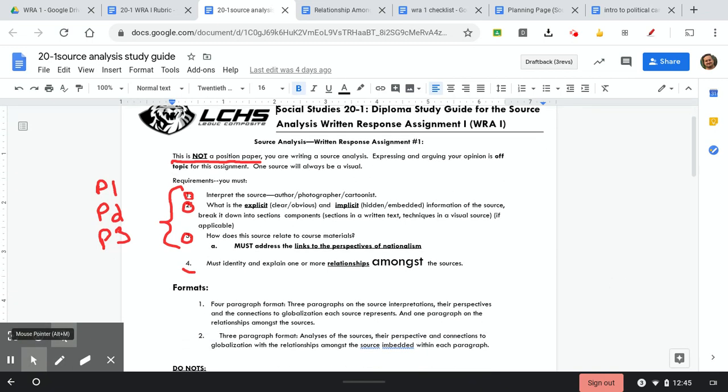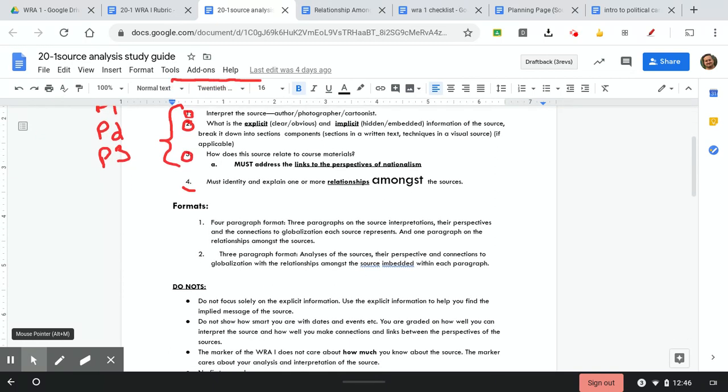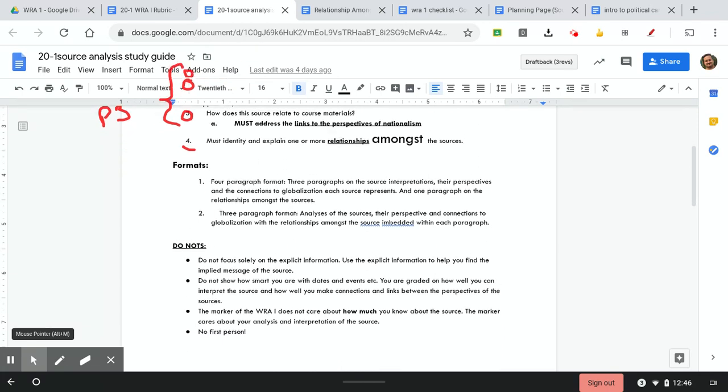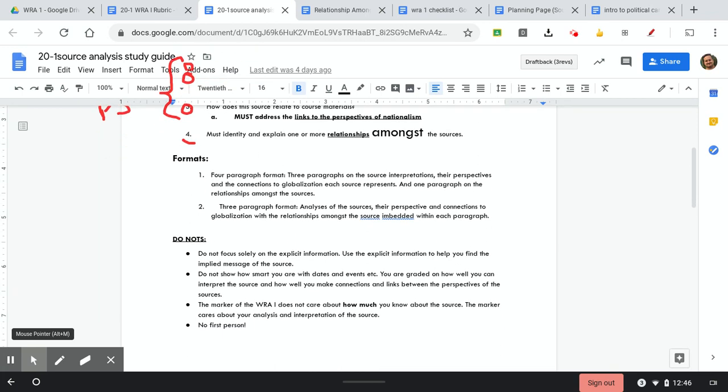So the format of a WRA1. Now you'll notice that there's 2 formats given here. I don't want you to look at the second, so I'm not even going to give that much attention. I'm just going to focus, and we've already talked about it, on the first one, 4 paragraphs. Paragraph 1, 2, 3 are your source interpretations, their perspectives, and the connections to globalization or nationalism that each source represents. 1 paragraph on the relationships amongst the sources.